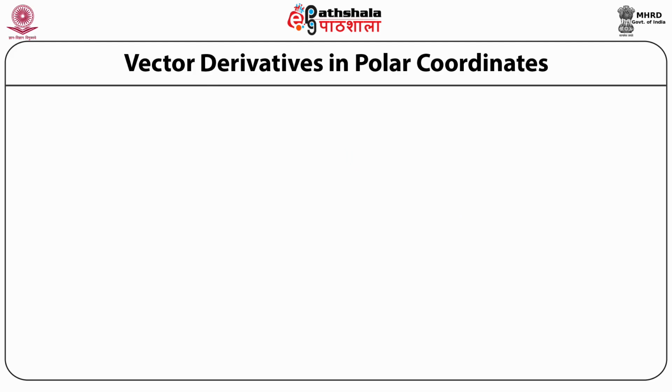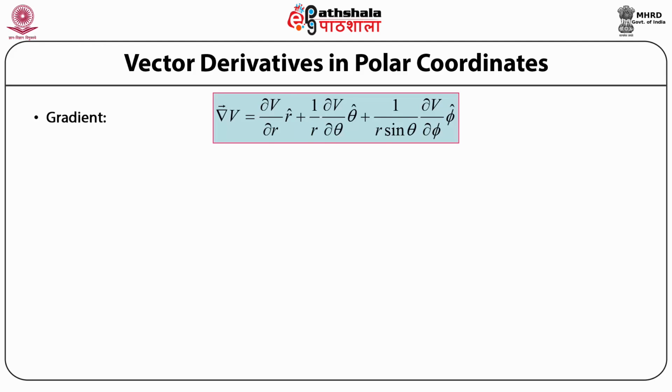Vector derivatives in polar coordinates. Now let us define the different vector operations, or the derivative operations, that we had defined earlier in the Cartesian coordinate system, in the current spherical polar coordinate system. So first of all, let us define the gradient of a scalar V. The gradient of V is equal to del V by del r times unit vector r plus 1 by r times del V by del theta unit vector theta plus 1 by r sine theta times del V by del phi unit vector phi.